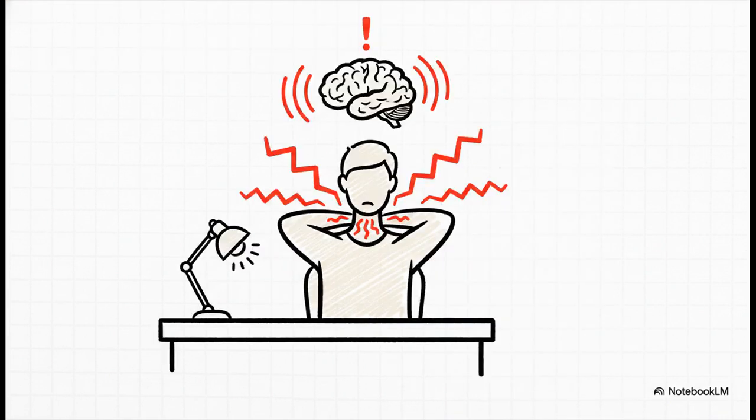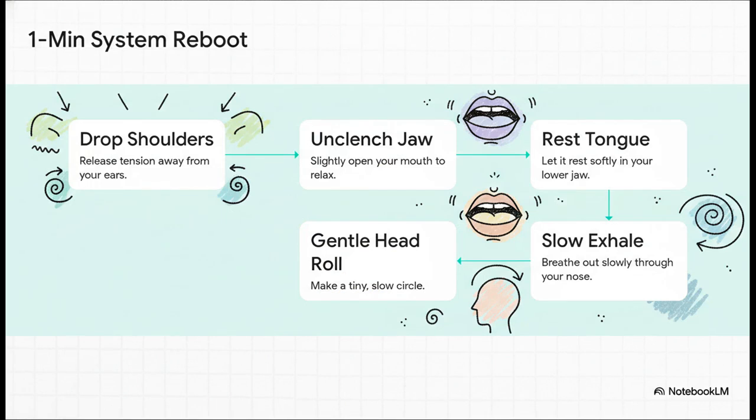And here's the critical part. Even though you are perfectly safe sitting at your desk, this posture is sending a constant, subconscious stream of threat signals to your brain. Your body is basically telling your nervous system that you're in danger, and that triggers a low-grade, chronic fight-or-flight response. So, let's run a 1-minute system reboot right now.